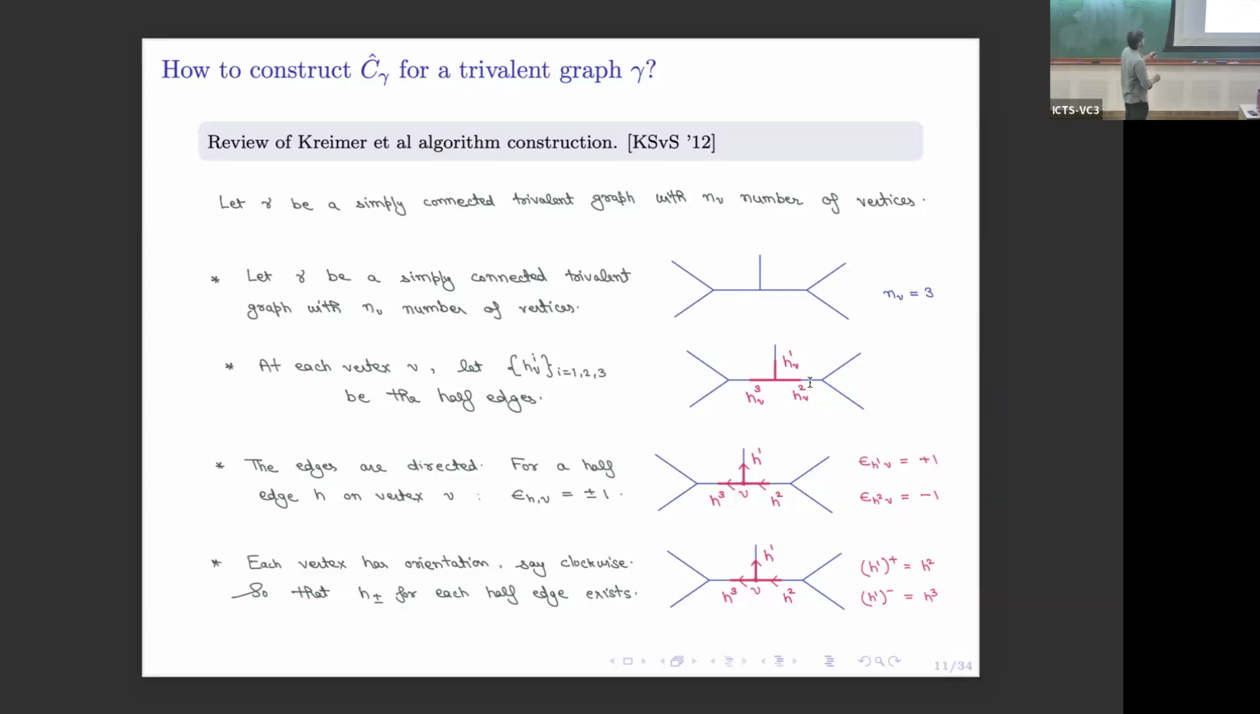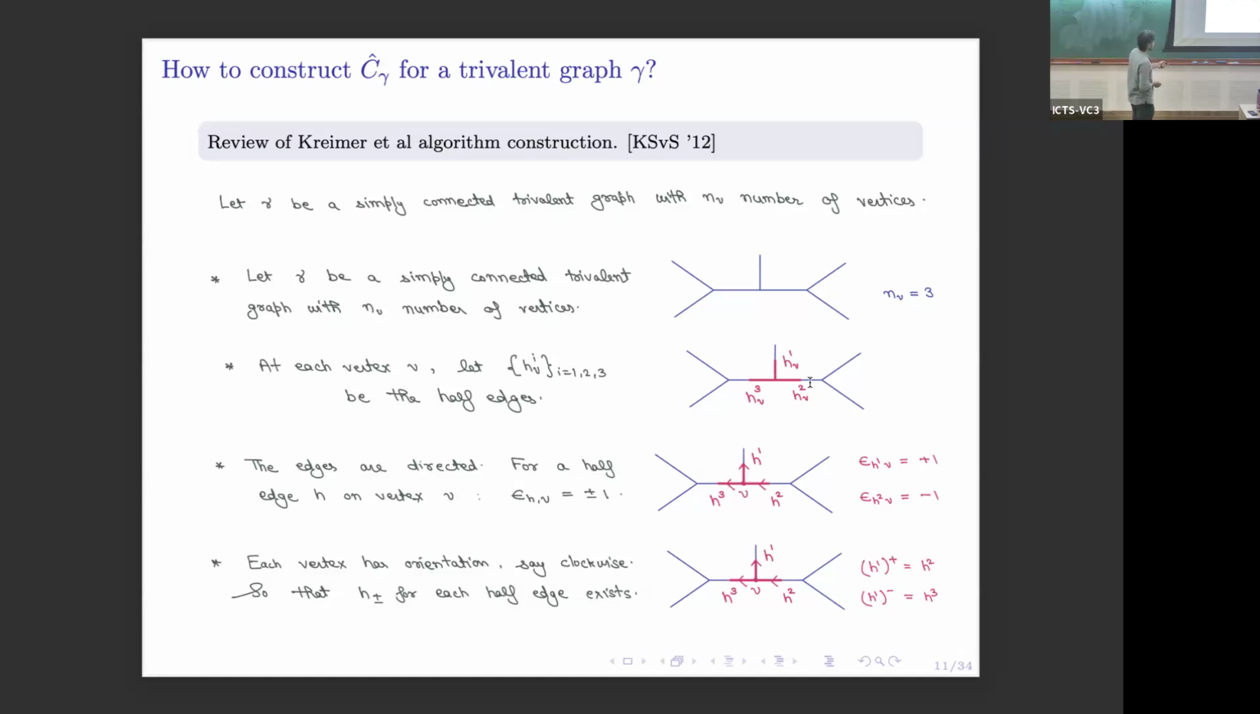Let gamma be a simply connected trivalent graph with some number of vertices. So it is just a tree level graph, just a graph. What you can do is that to each vertex we can assign half edges. So if you have this vertex, then it's like you've decomposed the full edge into half edges. We'll see why that matters.